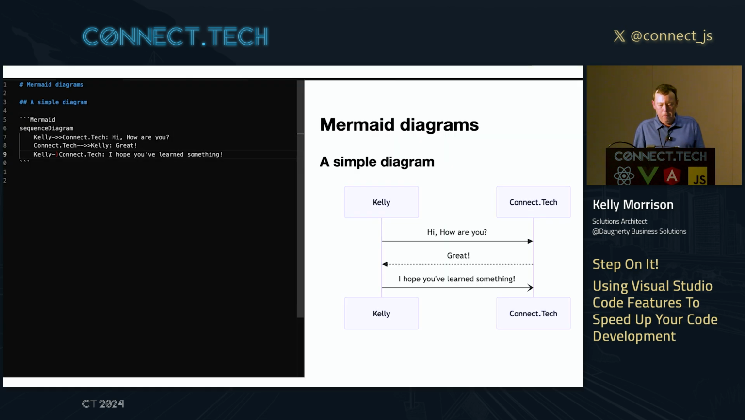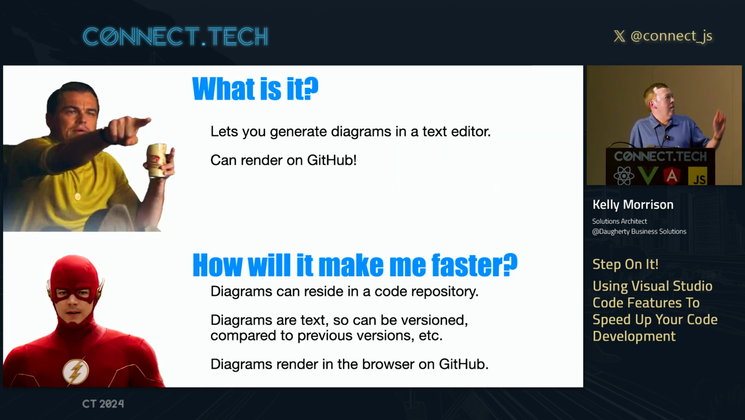Let me bring this up. So like I said, it's a text-based diagram generator. It can render on GitHub. All you have to do is put a document there and it'll show you the diagram, unless you go in and look at it in raw mode.